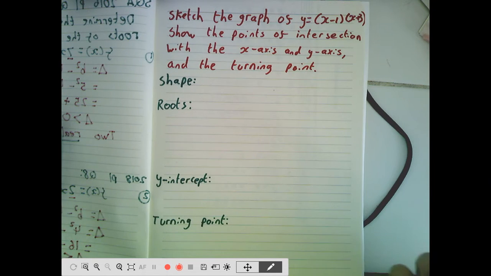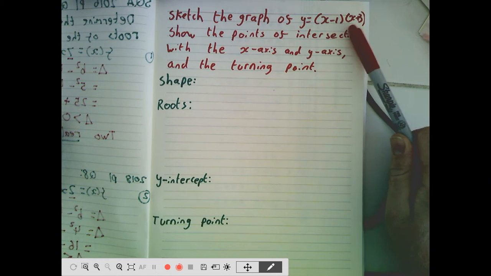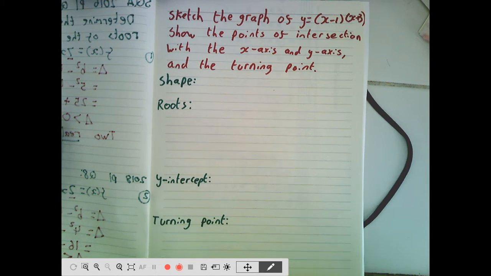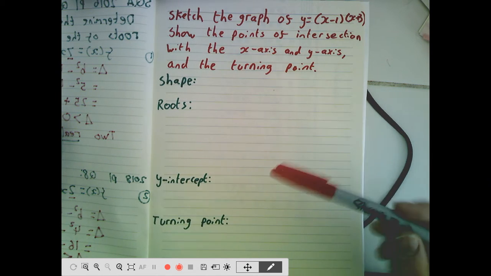So let's bring everything together then. Here we're asked to sketch the graph of y equals (x minus 1)(x plus 3). And the question says, show the points of intersection with the x-axis and the y-axis and the turning point. Okay, so let's break this down.